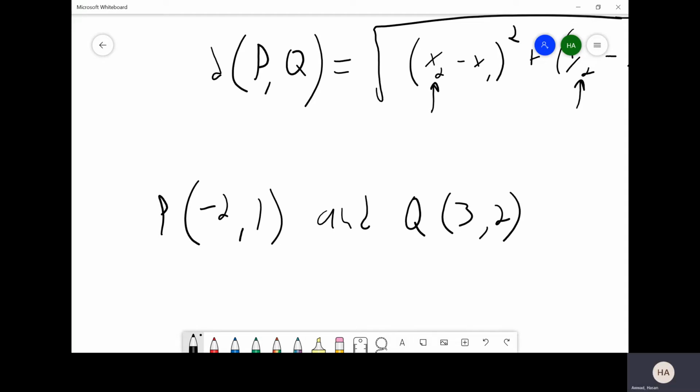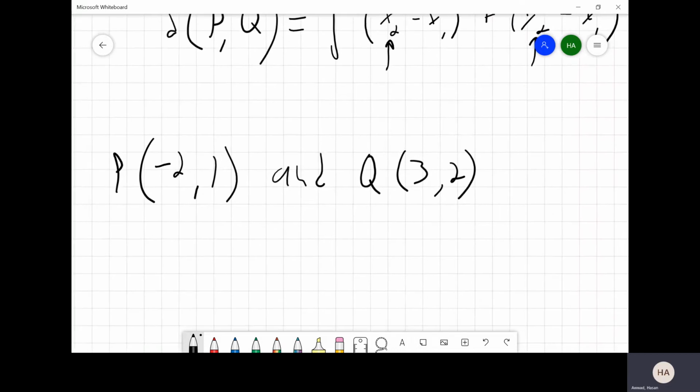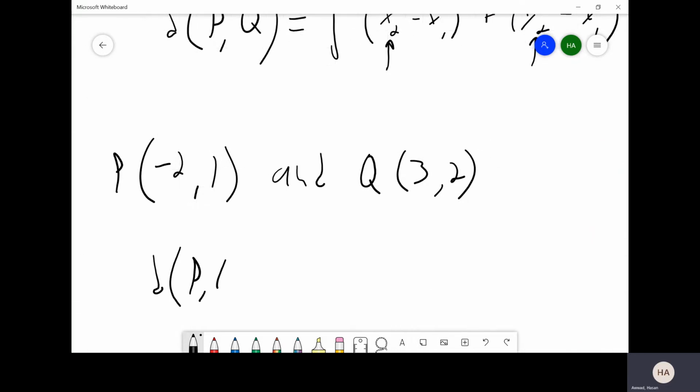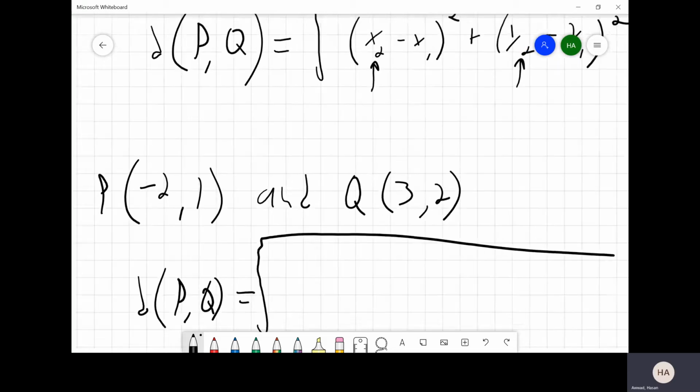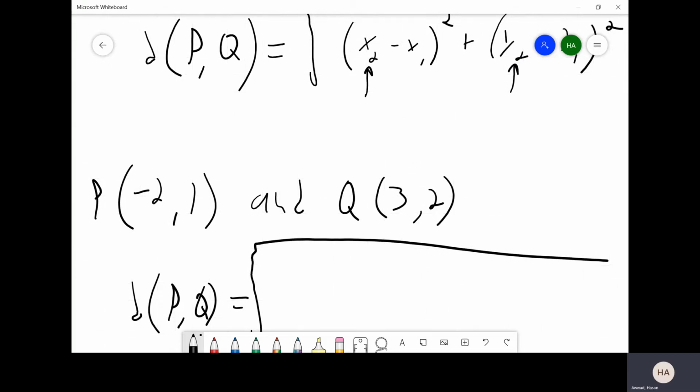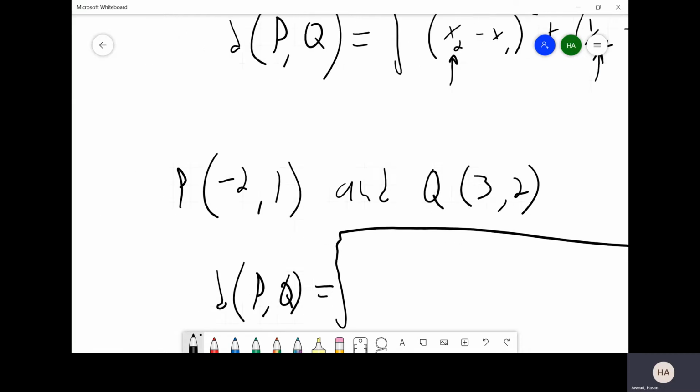Okay, so let's find the distance between the two. Well, we know again that the distance between points is going to be given by the square root of this big long expression. And now we can choose either point to come first. However we define this is up to us to be x2 and x1. We just have to make sure that we're consistent. So in this case, I'm going to make P to be x2. So we're going to say, okay, you're x2. And since -2 I'm choosing to be x2, that means 1 must be y2, okay?